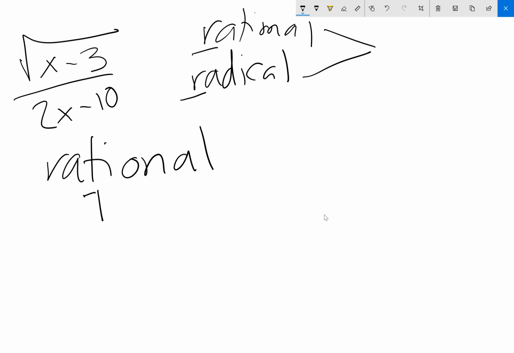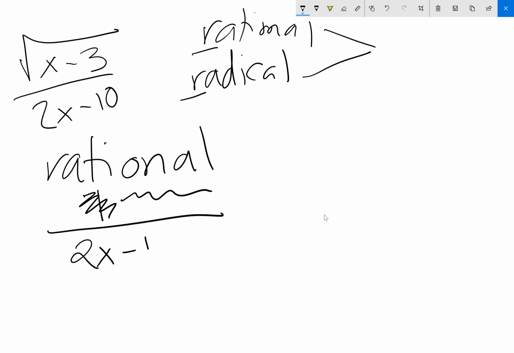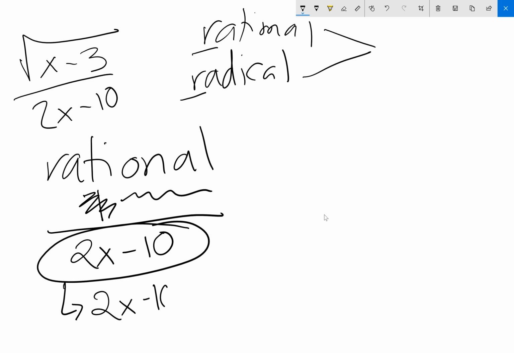So really, anything can be on the top, right? What we're concerned about is the denominator. The denominator can't be equal to what? 0. So 2x minus 10 doesn't equal 0. 2x doesn't equal 10. X doesn't equal 5.